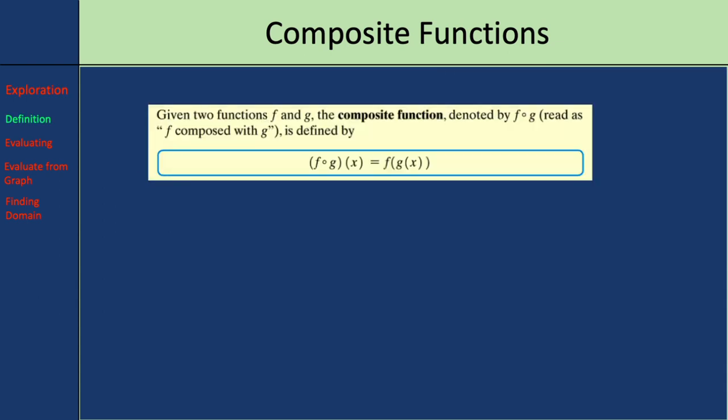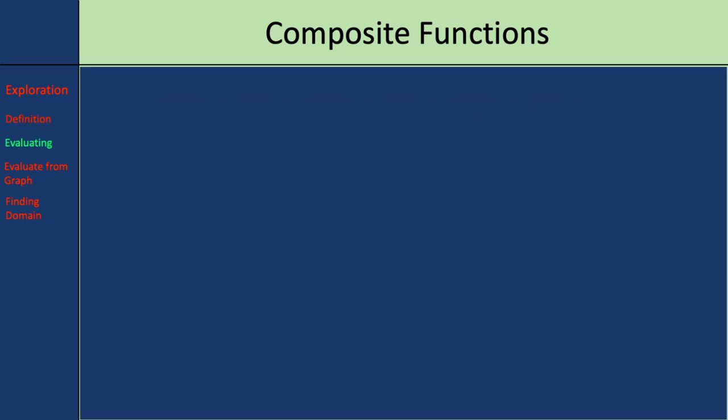So here's the definition of composite functions. Okay, so we write f with the little dot and then g of x. We write this as f composed with g. All it is is just f of g of x. Okay, and let's see what that means. We're going to do some evaluating.